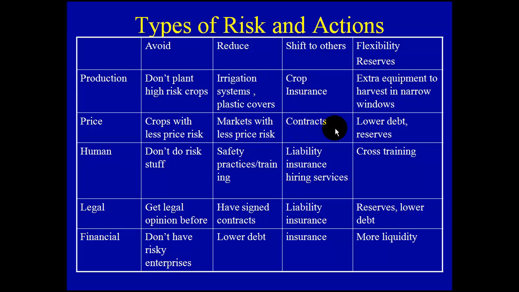You can have contracts on those prices to shift it to others. Lower debt reserves give you some flexibility there. Human risk: don't do risky stuff, avoid it. Reduce it. Have safety practices and safety training so that it reduces the risk of injury. Liability insurance shifts it to somebody else. And sometimes you can hire certain services instead of doing them yourself.